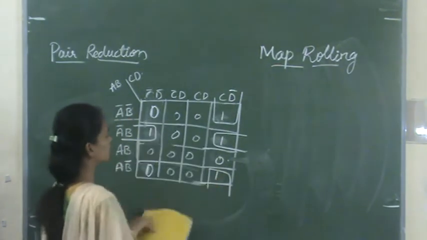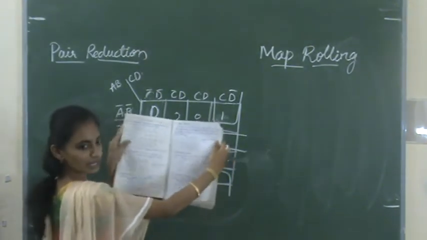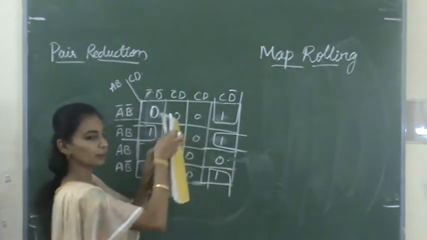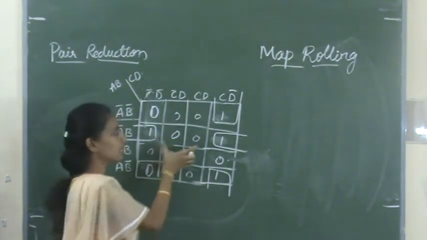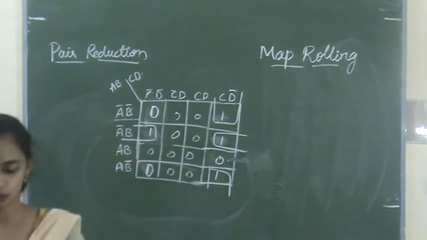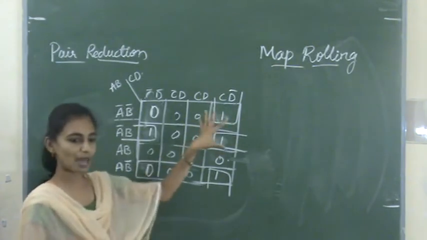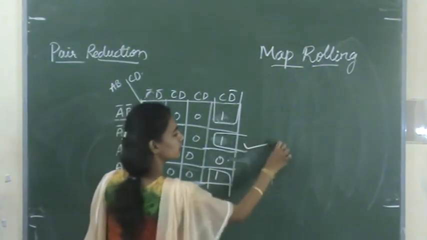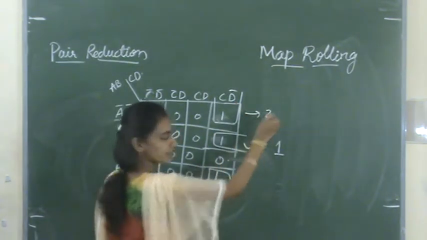Suppose we take these ones. This is the left one and this is the right one. If I fold like this, both ones are touching, so both the edges are touching. So that we call map rolling. Like that we can roll this map and then reduce it. See, this is one roll. This one and this one, and this one and this one, are the second rolling.